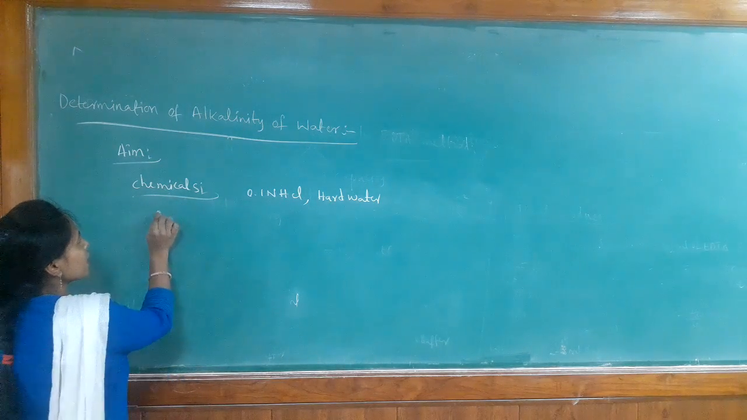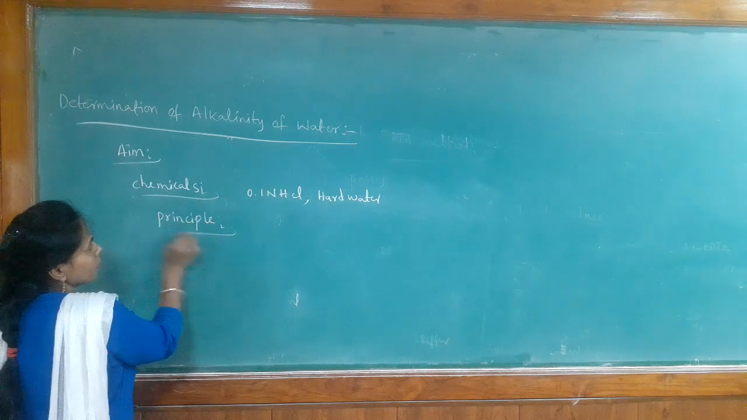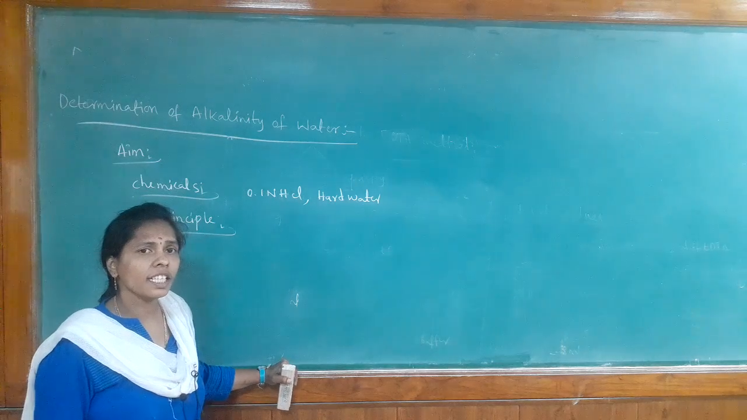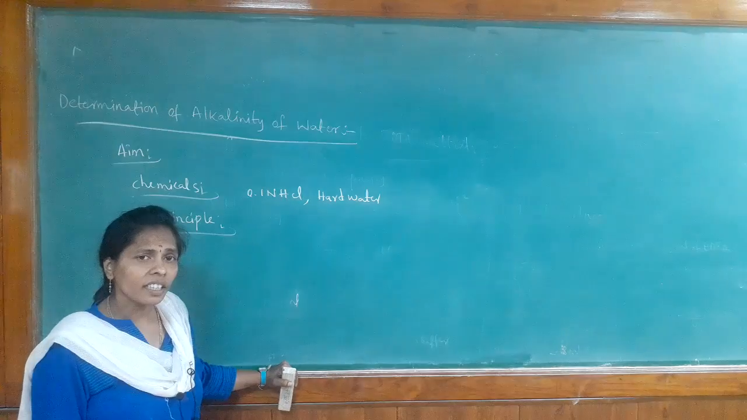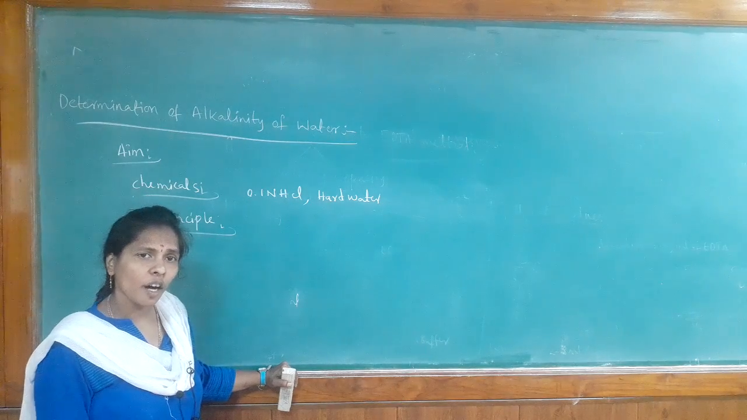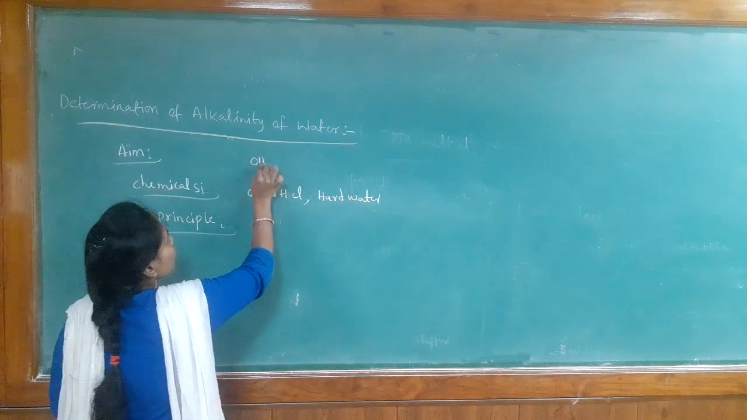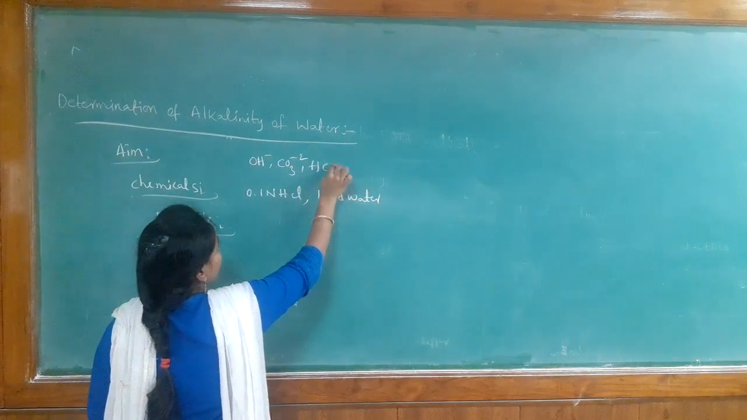So, the next is principle. I said the basicity is found by titrating with the acid. But what are the three ions that cause basicity? OH minus, carbonate and bicarbonate.